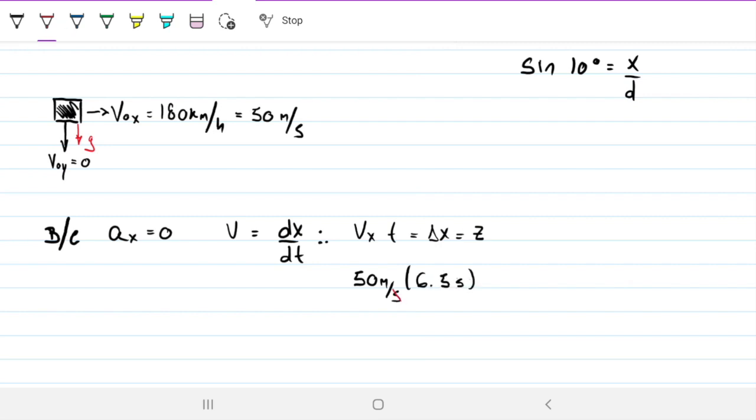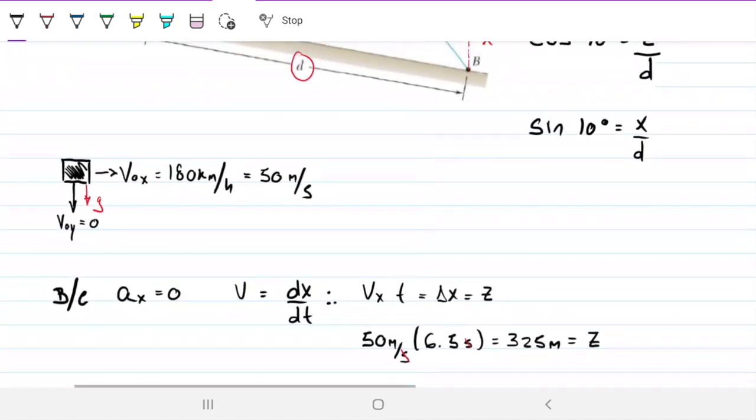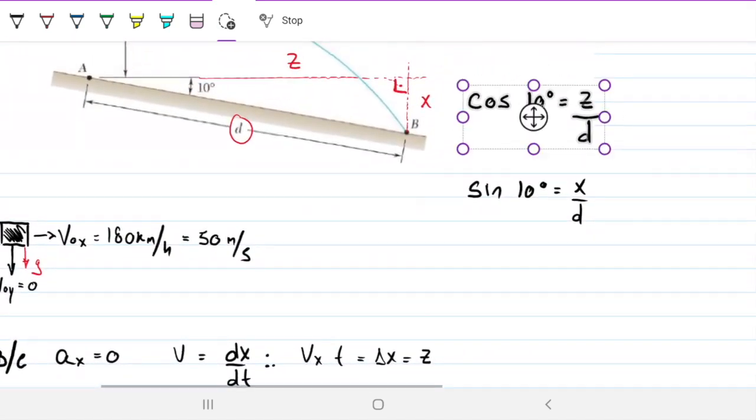So seconds and seconds, and this gives me 325 meters, which is equal to z. Right, so if that's equal to z, then all I need to do is grab this correlation here with that triangle from the beginning.